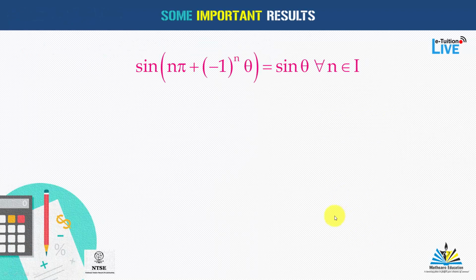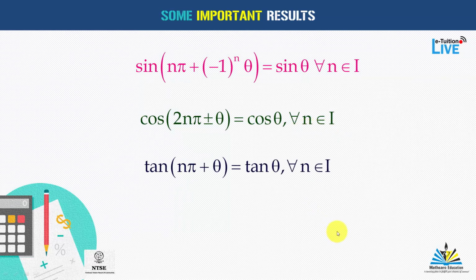Here we have some important results. Sine of n pi plus minus 1 to the power n theta is equal to sine theta for all n belonging to integers, where n is an integral value. You need to memorize this formula. And cos of 2n pi plus minus theta is equal to cos theta for all n belonging to integers, and tan of n pi plus theta is equal to tan theta for all n belonging to integers.